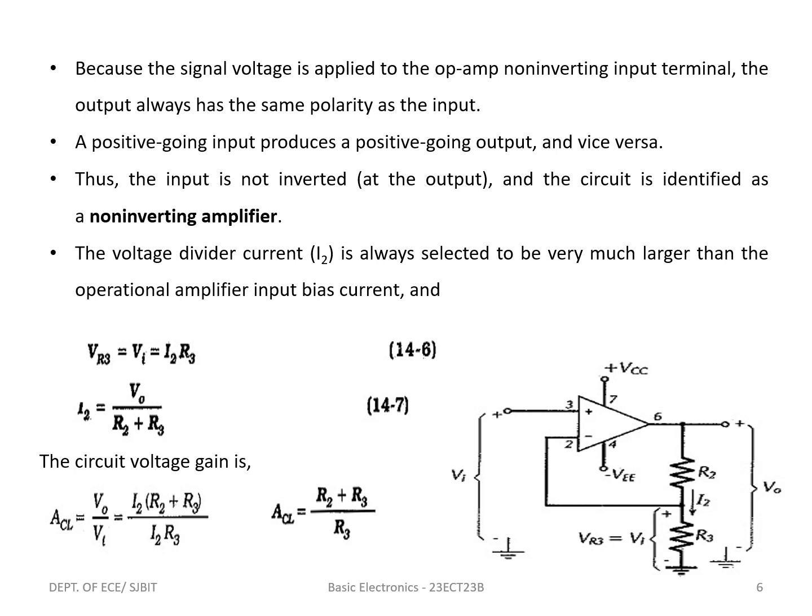The voltage divider current I2 is always selected to be very much larger than the operational amplifier input bias current, and VR3 will be equals to VI, which will be equals to I2 into R3, and I2 will be equals to V0 divided by R2 plus R3. The circuit voltage gain is given by ACL will be equals to V0 by VI, which will be equals to I2 into R2 plus R3 divided by I2 into R3, and if I2 and I2 cancel, then voltage gain ACL will be equals to R2 plus R3 divided by R3.